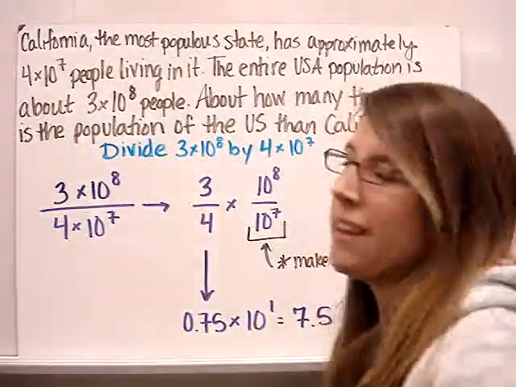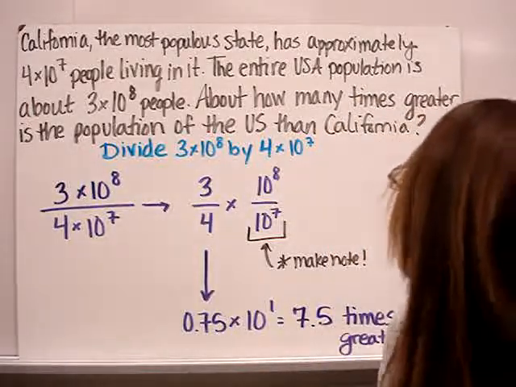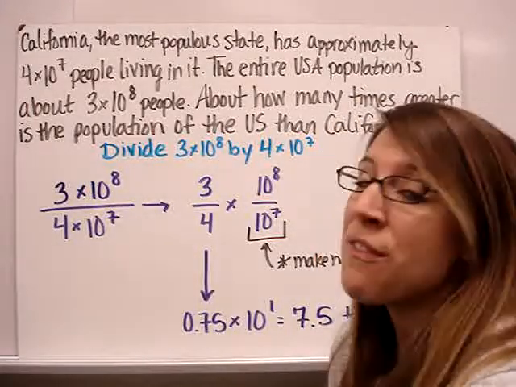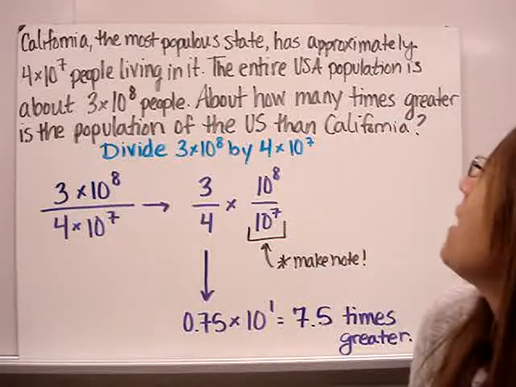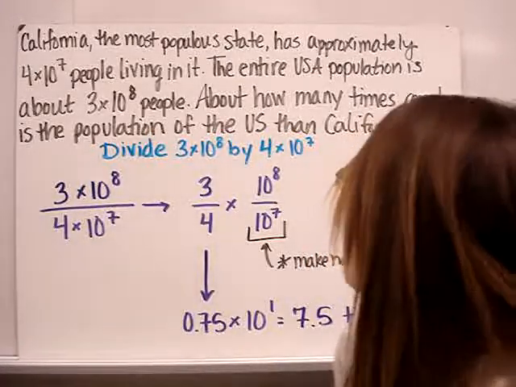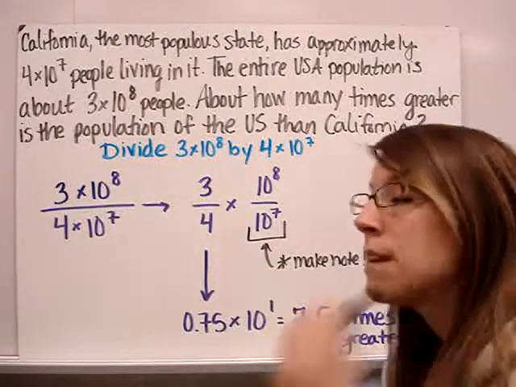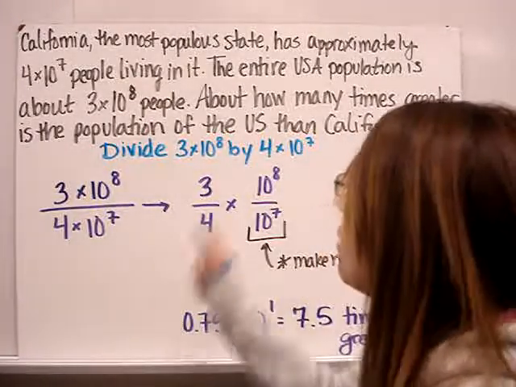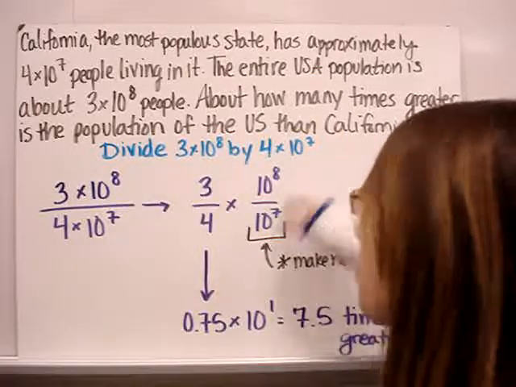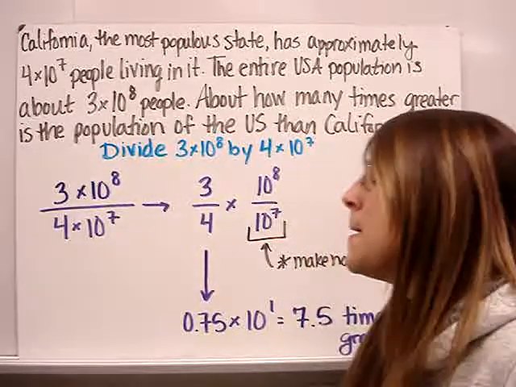And then lastly, got a little division going on here. California, which is the most populous state, has approximately 4 times 10 to the 7th people living in it. The entire United States population is about 3 times 10 to the 8th people. So about how many times greater is the population of the US than California? In order to solve here, we're going to divide the United States population by California's population to see how many times larger the entire country's population is.